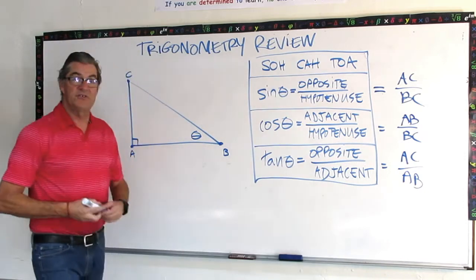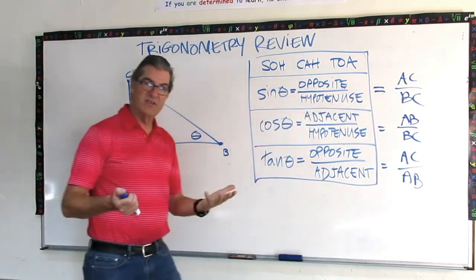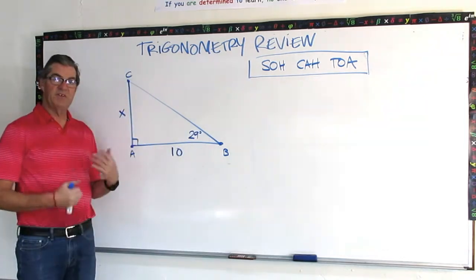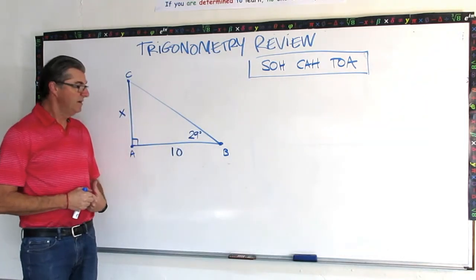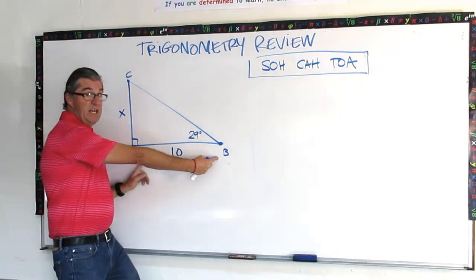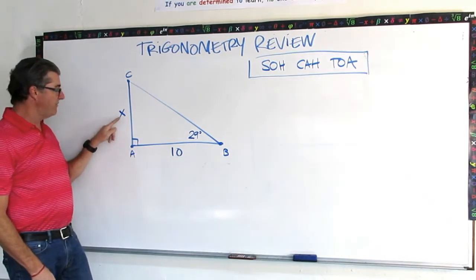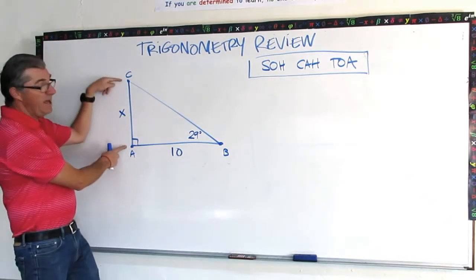Okay? So far, we're just looking at the ratios. These little fractions are also called ratios. Now let's do some problems. Okay, so here's a basic trigonometry problem. I've replaced the theta with 29 degrees. I've told you that segment AB is 10, and I've listed an x here. So we're trying to find x, which is also AC.